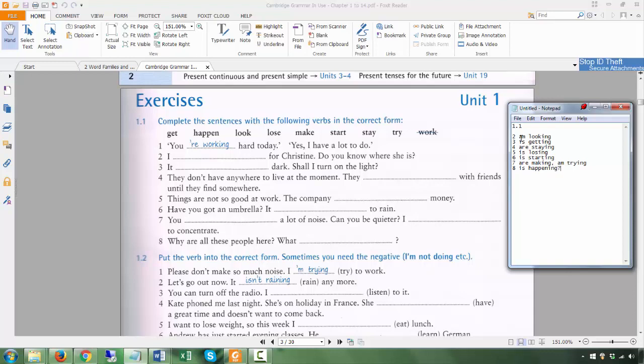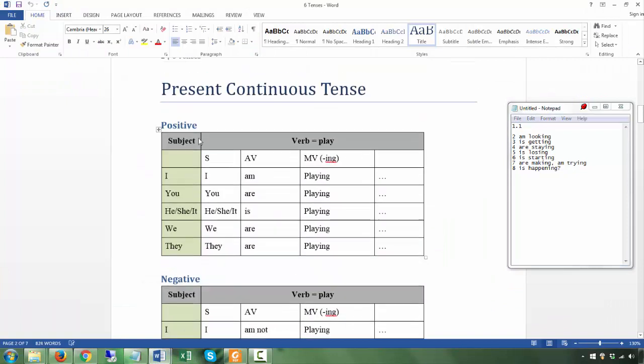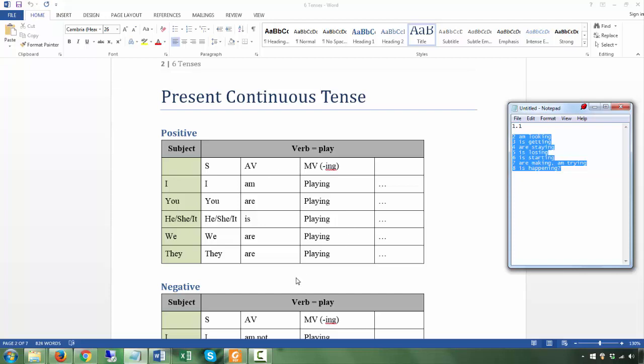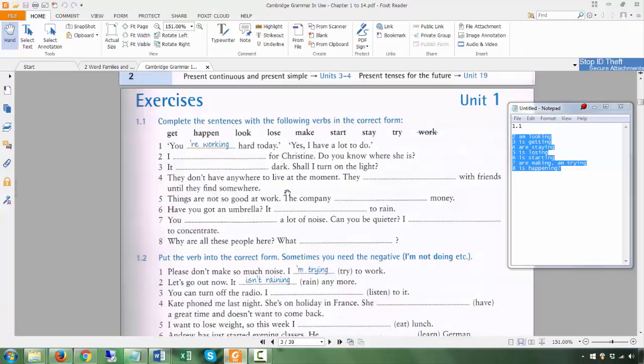Okay, as you can see, for all of this it's very simple. This is all in the positive. So you have the be verb based on the subject: am goes with I, is with he, she, it, and are with you. Very simple, right? Be verb plus verb-ing. Okay, next we go to the next section.